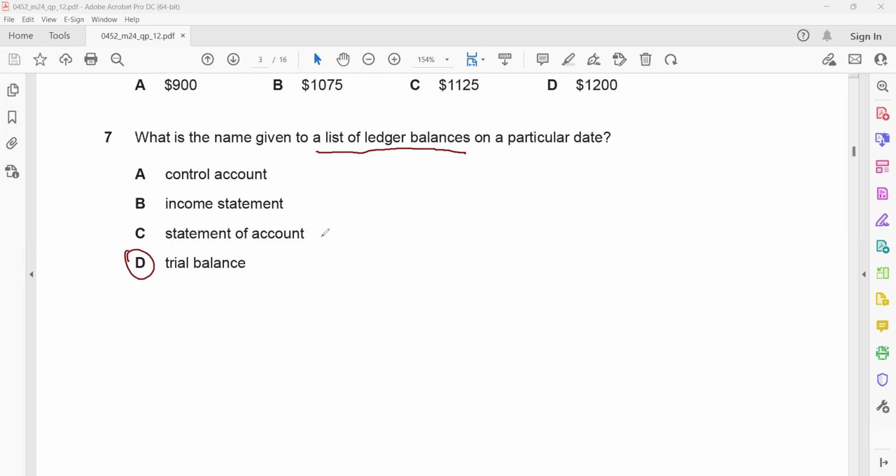Okay, statement of account is a statement or a list of the transaction for a month give to the customer for the customer to check or to ask for the payment. Income statement is to calculate profit or losses. Control account is to check the sales ledger, purchases ledger, whether correct or wrong.